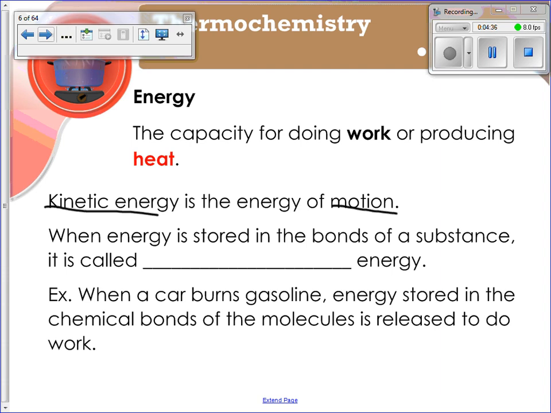When energy is stored in the bonds of a substance, it's going to be called potential energy. So kinetic energy is motion, potential energy is when it's stored in the bonds of the substance. So for example, when a car is burning gasoline, the energy that's stored in those chemical bonds is potential. It's then released to do work. And that's how your car runs.